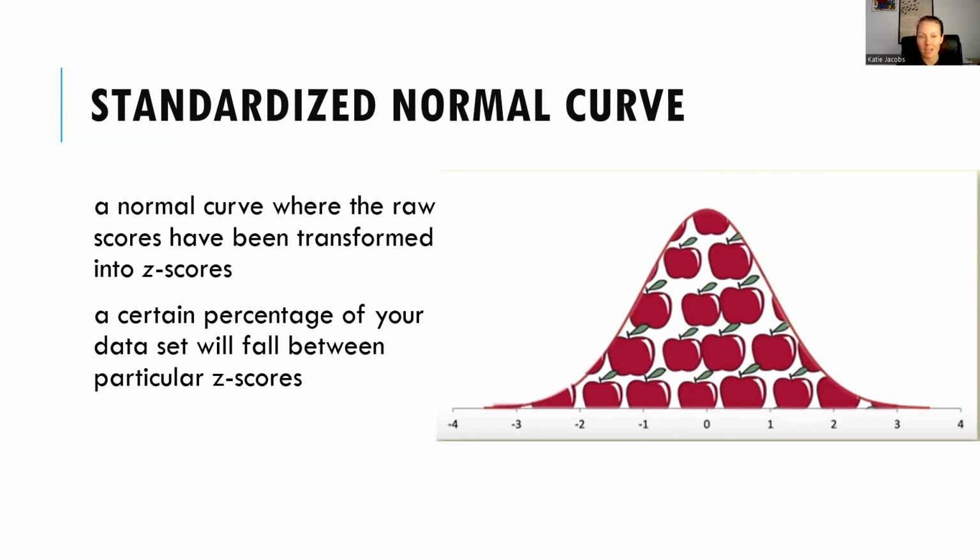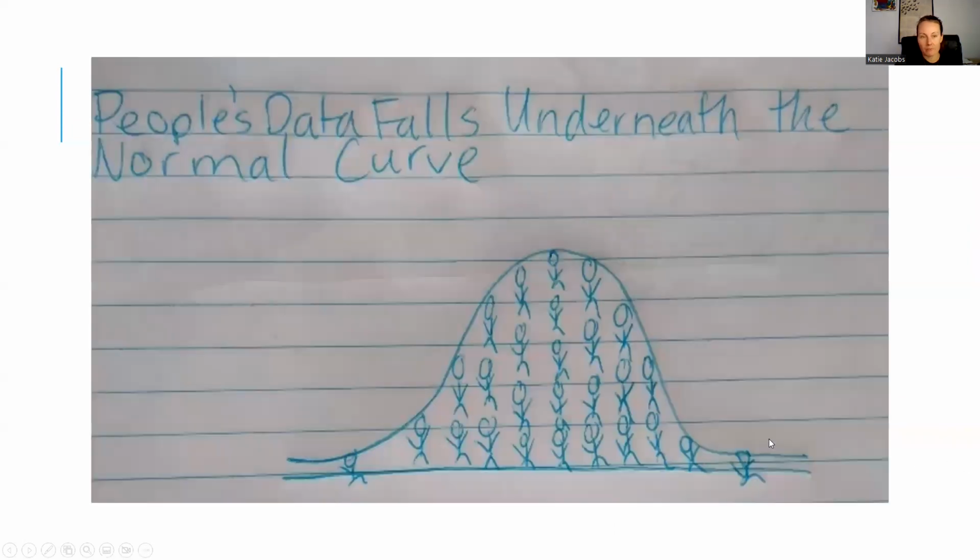So for example, and I'm going to teach you what this is in a minute, we know what percentage of our data set falls from a Z-score of 0 to +1. We know what percentage of our data falls from a Z-score of -1 to +1. We have these values, okay? And we will move on to that pretty soon here.